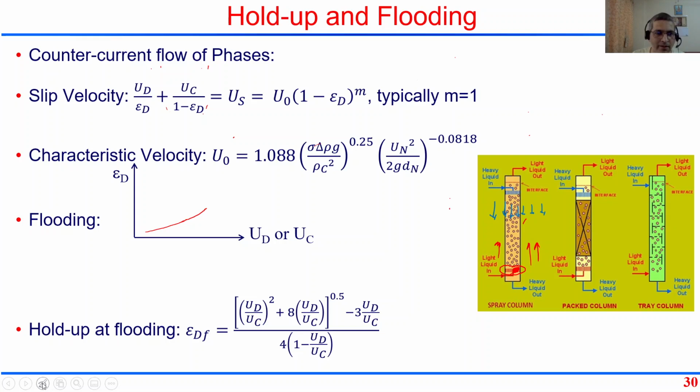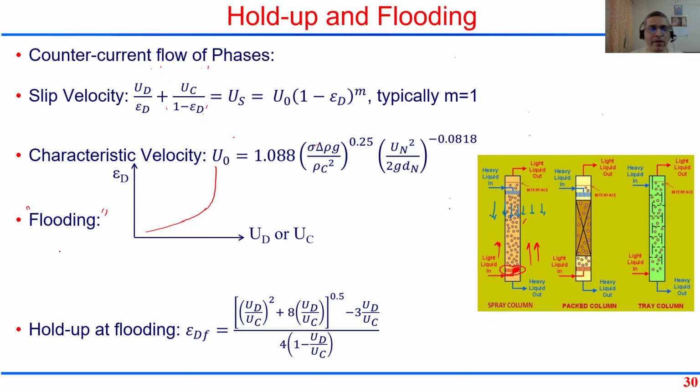They will coalesce, and if they coalesce, they will become one big huge drop rather than so many drops. And then it is as if this whole column will be filled with this dispersed phase. We would call that flooding.